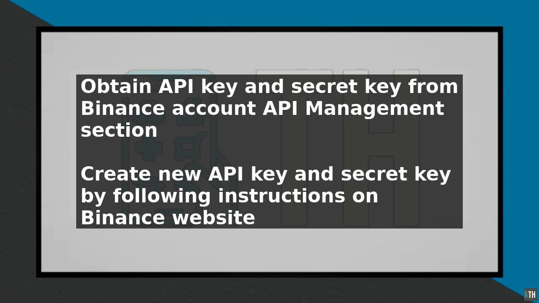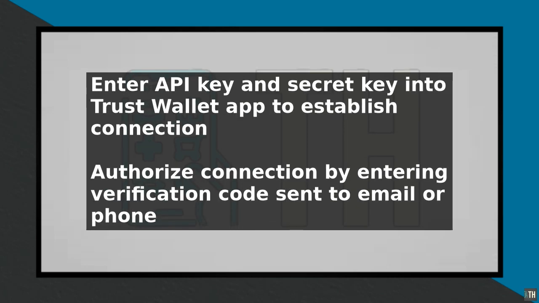To transfer funds, navigate to the Wallet section in the Trust Wallet app, and then tap on the Receive button. Select the cryptocurrency you want to transfer, and then choose the Binance option as the source of the funds.